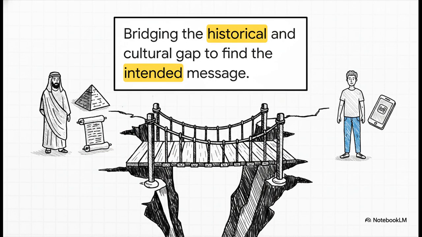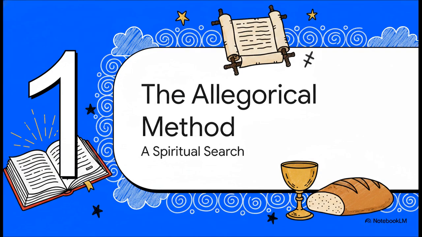Well, here's the challenge. These stories come from a time and a culture that are thousands of years away from ours. It's a huge gap. And according to scholars like Dr. Robert Vannoy, just retelling the story isn't going to cut it. We need a way to bridge that gap to find the more that the text was actually meant to say. So, how have people tried to find that more over the centuries?